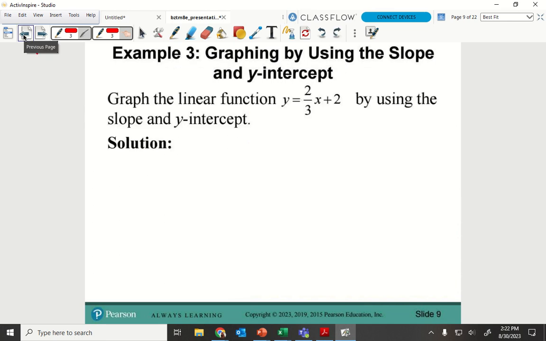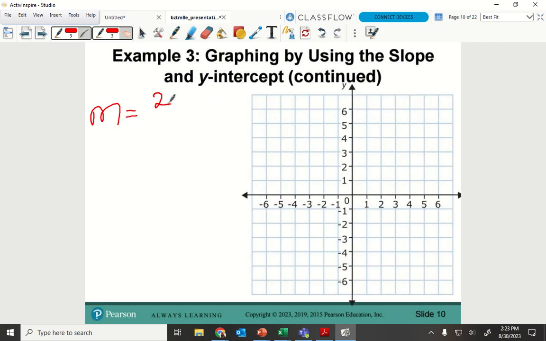Are you on this one here, or are you on a different one? Okay, there. Get to this one, slide 9. If you're looking at the bottom right here, slide 9. Does that make sense? Okay, so the number in front of the x is this thing right here, right? So my slope, my m, is going to be 2/3. So that is a 2 that goes up and a 3 to the right.